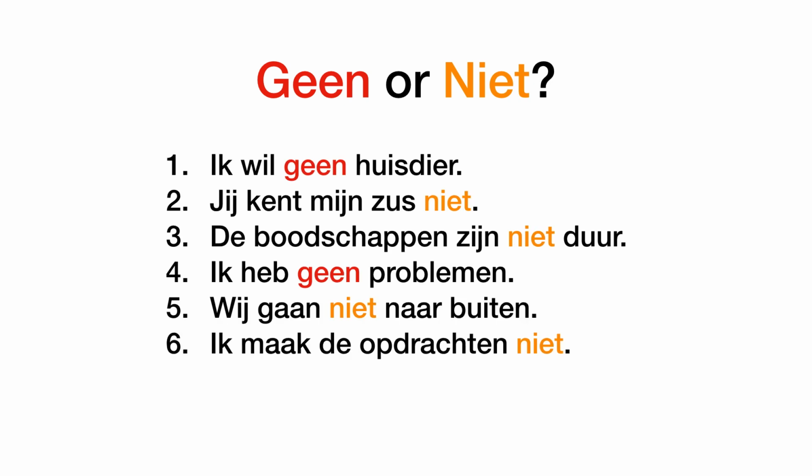Now, as you can see, there are only 2 sentences with GEEN, sentence 1 and 4. These are the 2 sentences with the indefinite noun, geen huisdier and geen problemen. We are not talking about a specific pet, huisdier, and we are not talking about specific problems.